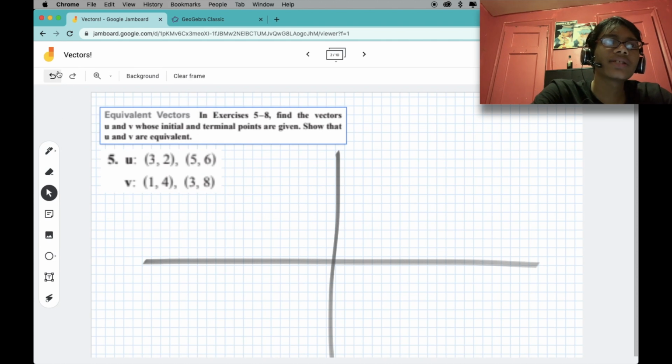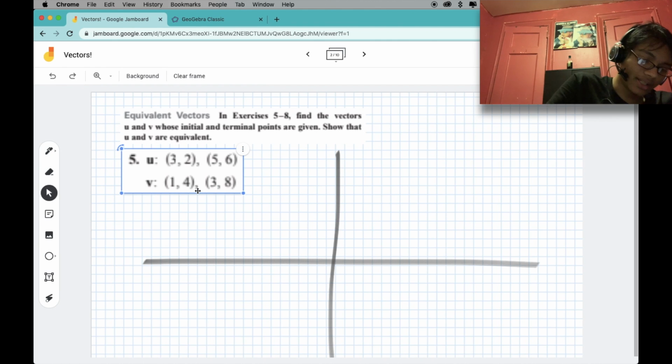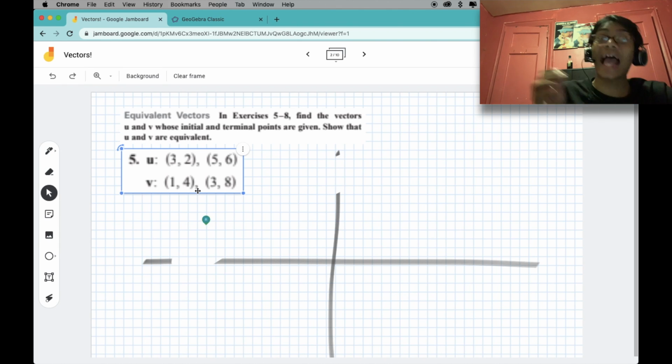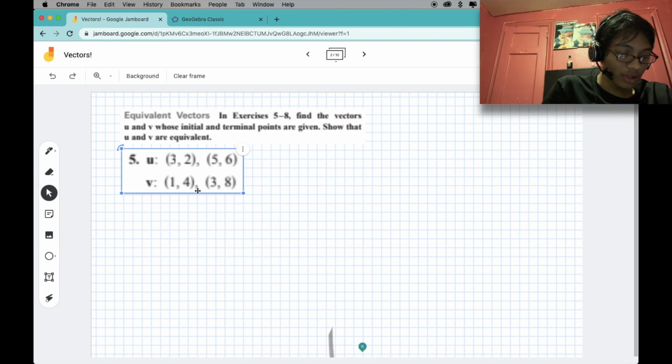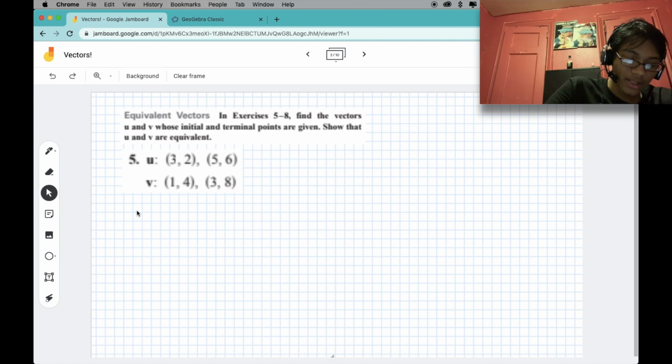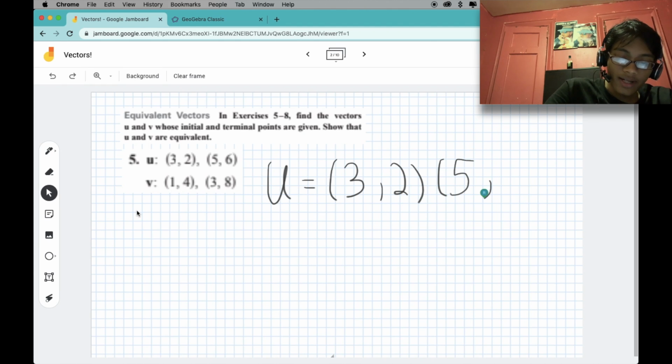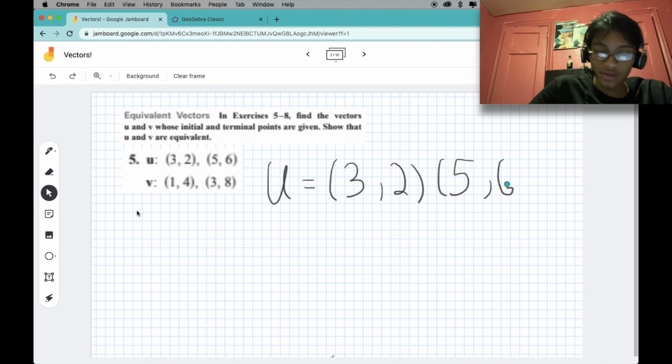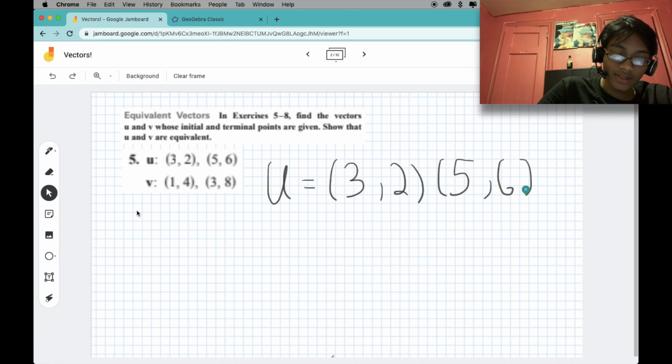But how do you show they're the same algebraically? Well, that's a different question. Let me show you how to show that two vectors are the same algebraically. We're going to write down our first vector. What's u? U is 2 points: the point 3 comma 2 and 5 comma 6. There's an arrow that goes from this point, let's call it A, to this point, let's call it B.